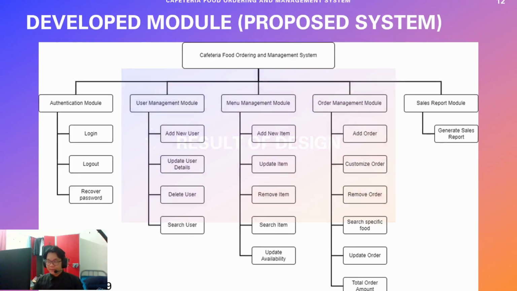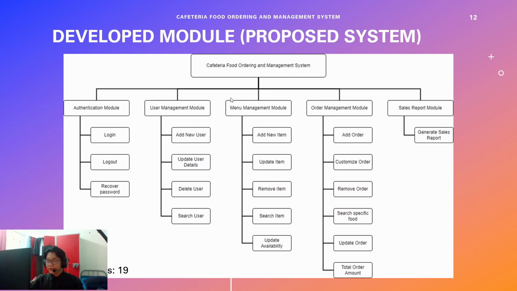For the results of my design, I've come to five major modules, with a total of 19 functions. Here you can see that the authentication module has login, logout, and recover, which is to authenticate your account. The user management module, menu management module, and order management module all have similar functions, which are to add, update, delete, and also search, the four major things that you need.